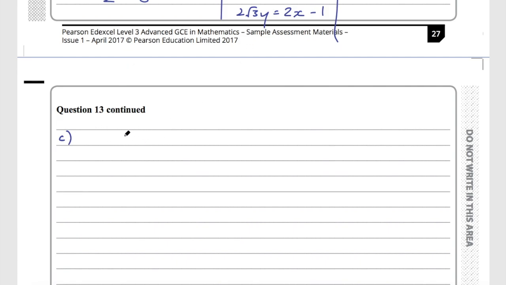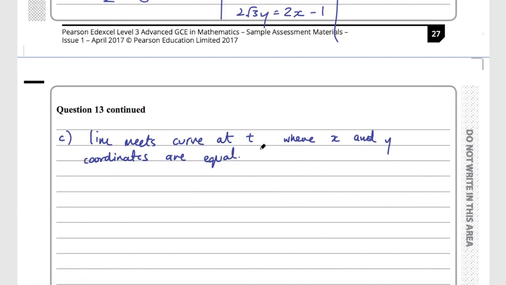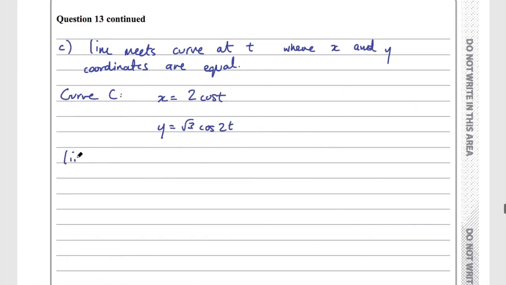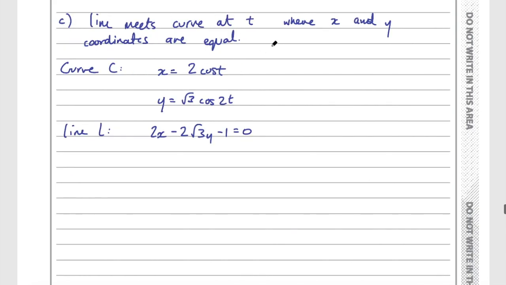So we can start by stating our reasoning. So the line meets a curve at t where x and y coordinates are equal. So for the curve C, x equals 2 cosine t and y equals the square root of 3 cosine 2t. And for the line L, 2x minus 2 root 3y minus 1 equals 0. So what I'm saying is that at the point where the line and the curve meet, this x coordinate and this y coordinate will satisfy this equation. Remember, this is the equation for the straight line L, and these 2 points, this x and this y, will be 2 points on this line when the curve and the line meet.